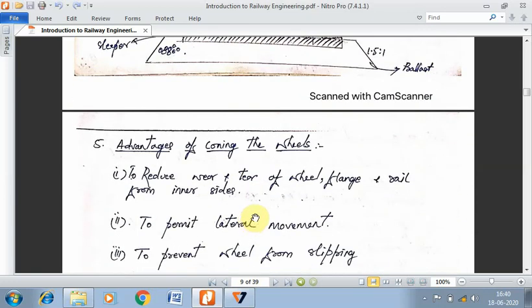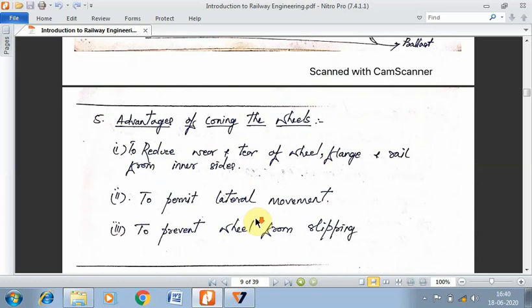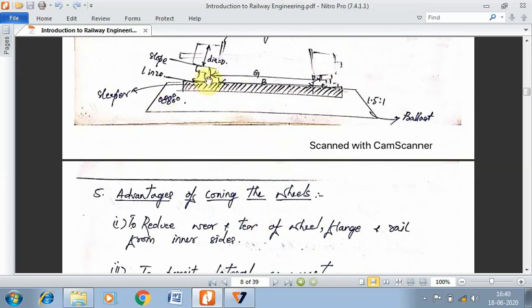Now there are certain advantages of coning of wheels. The advantage is that even if the vehicle moves to the left or right, there will be a gap between the inner surface of the rail and the outer surface of the flange. So this gap will keep on varying as the vehicle moves. The horizontal thrust or the lateral thrust will be moving the vehicle either inwards or outwards.